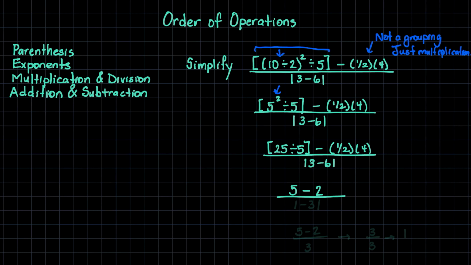I have a grouping in the bottom because I have absolute value there. So that's going to be absolute value of -3. Absolute value of -3 is 3. So this is 5 minus 2 over 3, which is 3 over 3, which is 1.